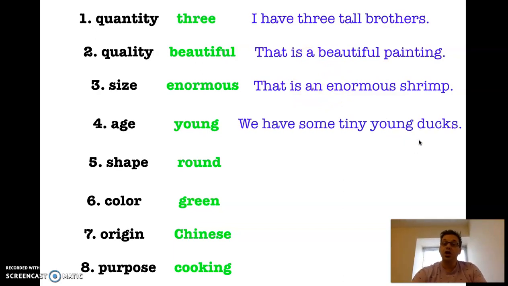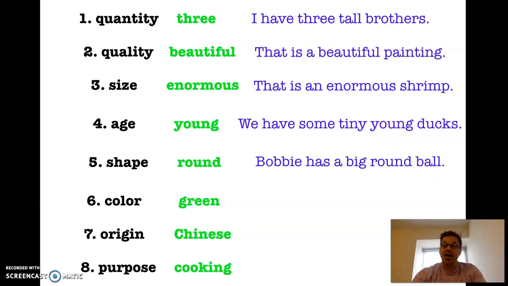Number 4, age. We have some tiny young ducks. A plural noun, ducks. And then we have quantity. Some is an adjective of quantity. It's not a certain amount like 3 or a couple, but it does tell us quantity. Then we have size, tiny, and we have the age, young.